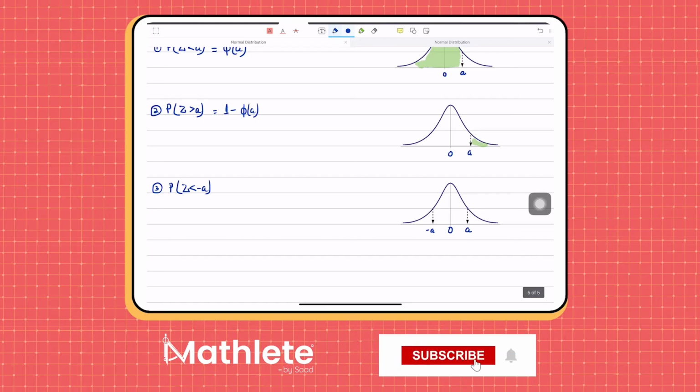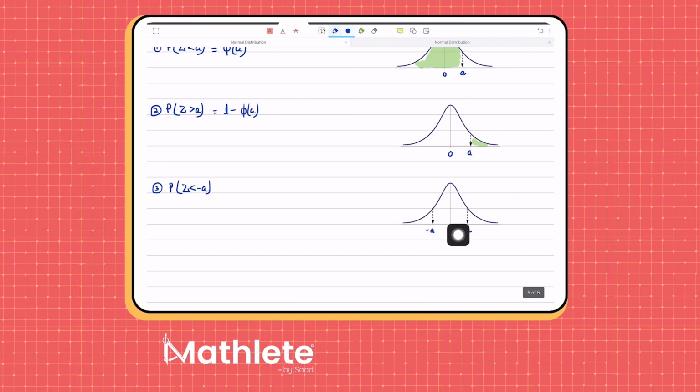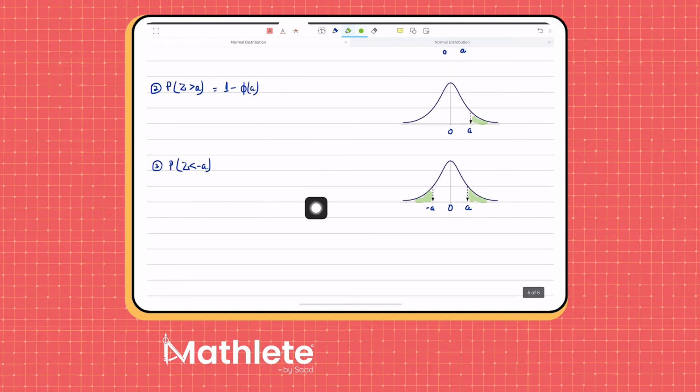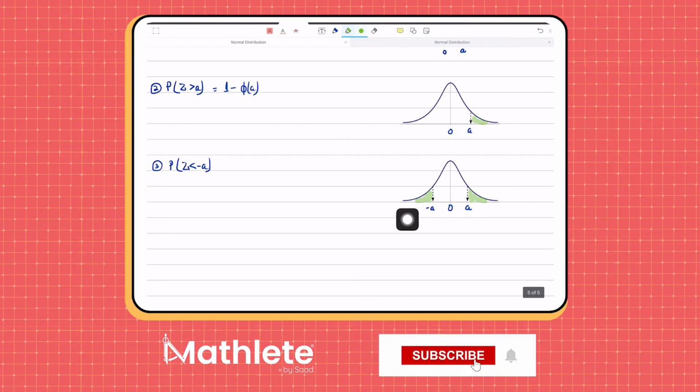Now forget normal distribution for a minute. This is a symmetrical curve. Think of it this way, that minus a and a are two x values. Probability of z being less than minus a means we have to find the area of this region. Now what do you think about the area of this region? Will it be the same or different? It will be the same, because it's symmetrical.